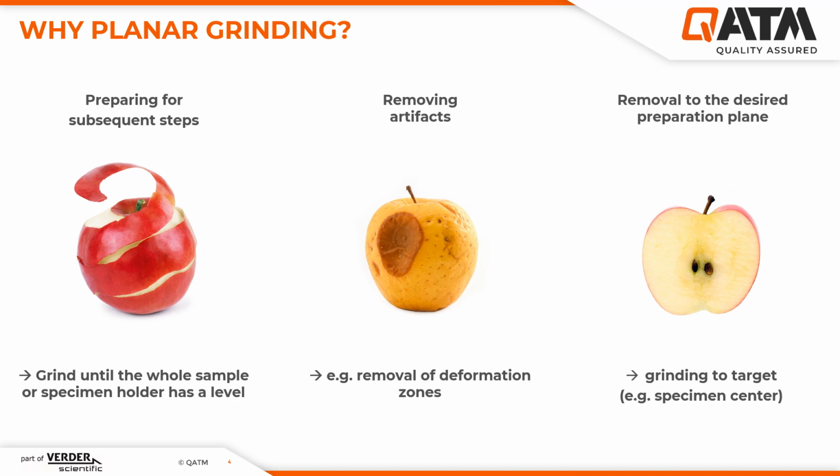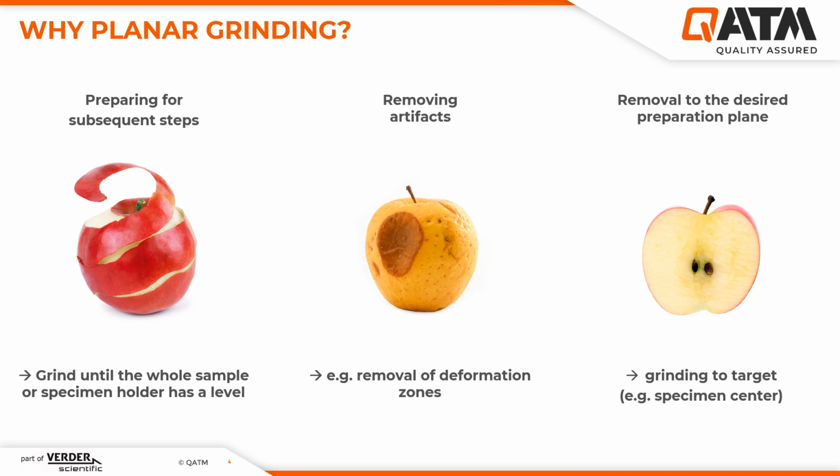Another goal of plane grinding is the removal of artifacts such as deformation zones or very rough surfaces. In the case of an apple, that is not so tasty. Deformation zones are often cut out in order to be able to enjoy the undamaged apple. Even in metallographic samples, these deformations are often unacceptable in the desired analysis and must therefore be removed beforehand.